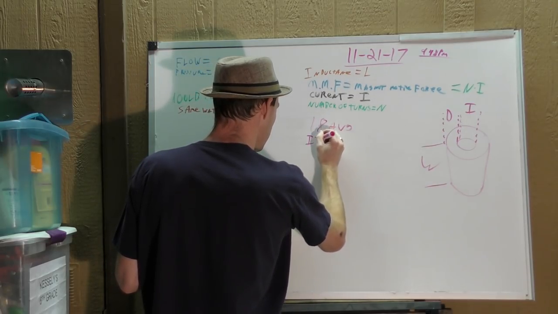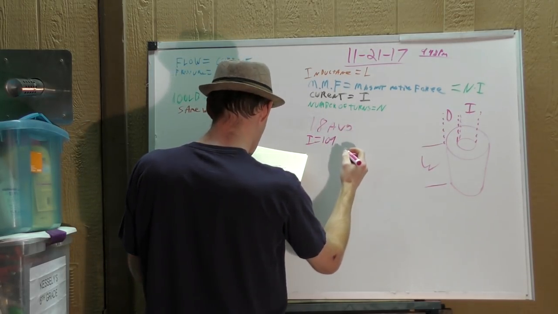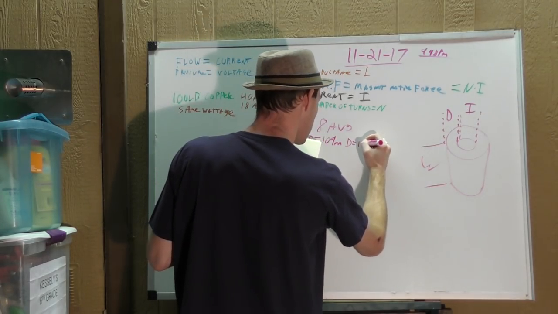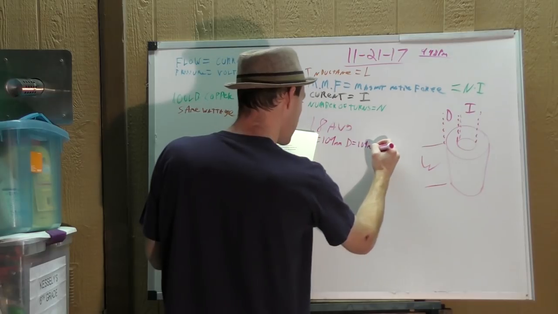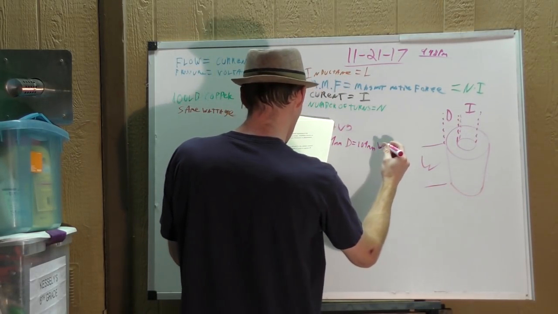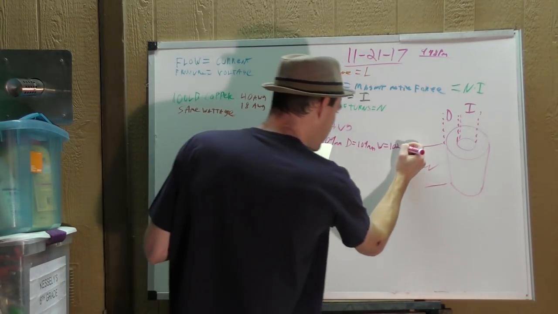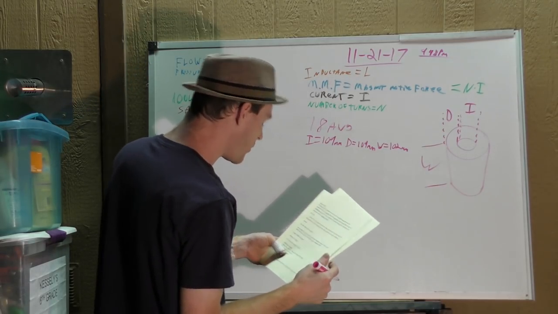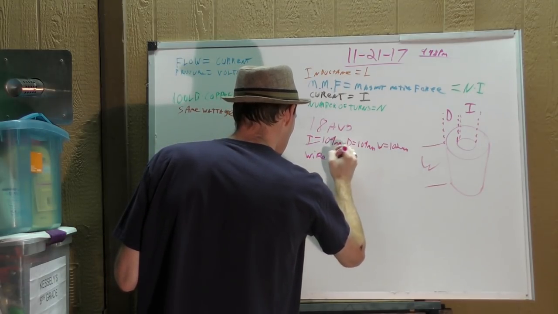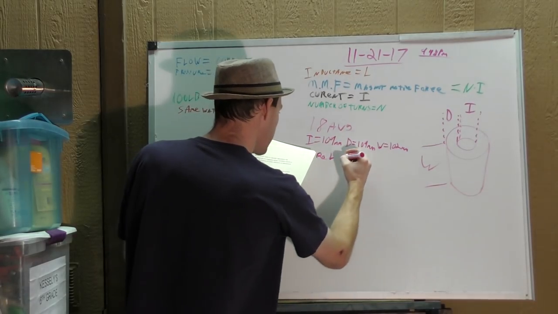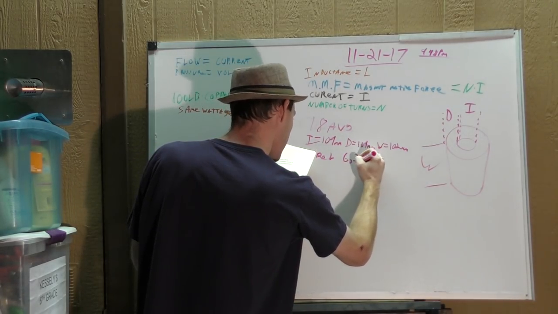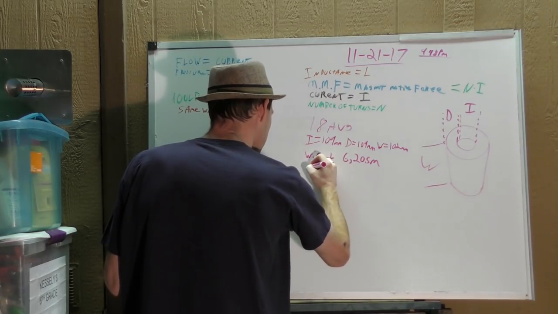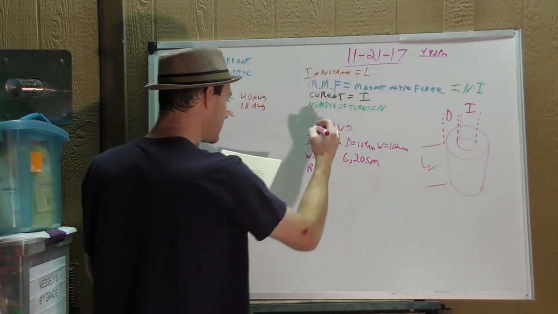So I is equal to 109 millimeters. D is equal to 109 millimeters, and W is equal to 102 millimeters. Later I use thousands of millimeters, but here we just use millimeters. The wire length is 6,205 meters.